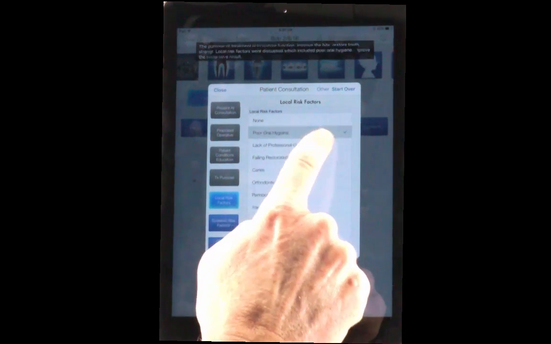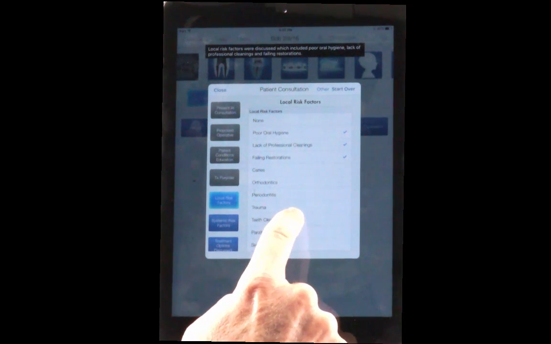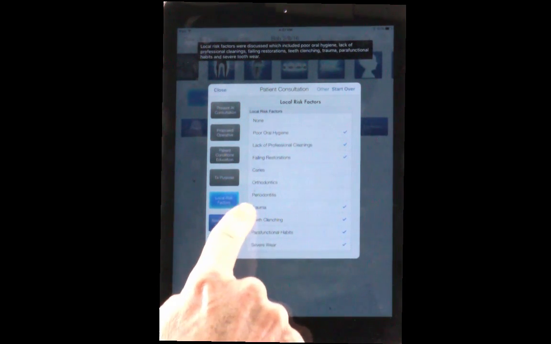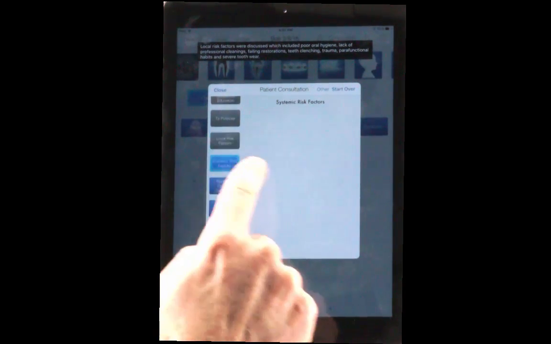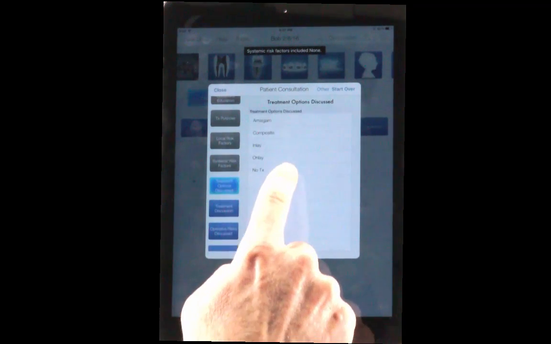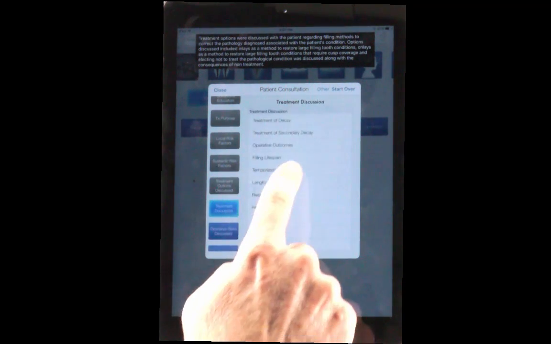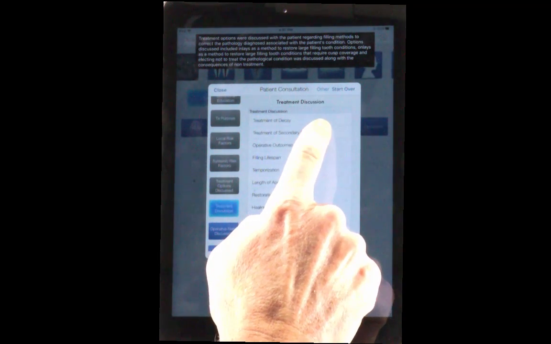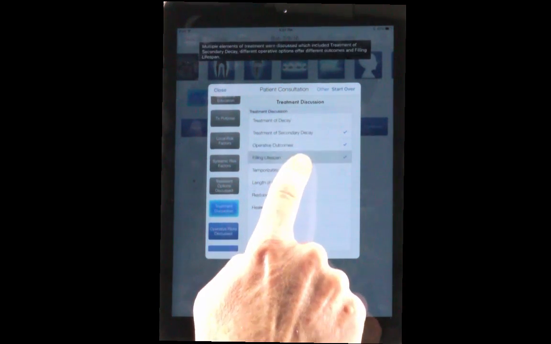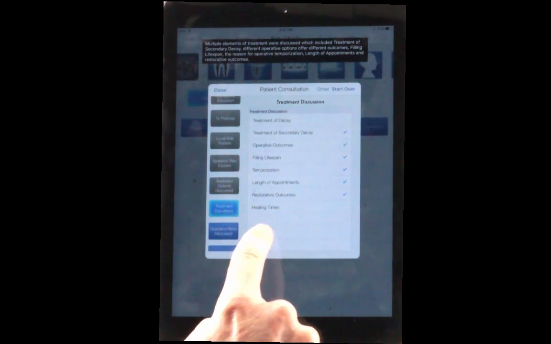So the risk factors: well, poor oral hygiene, lack of professional cleanings, failed restorations. We could have clenching, trauma, parafunctional habits of severe wear could cause that crack. Systemic reasons: really none. Treatments discussed: we talked about inlays, onlays, and no treatment. Treatment discussion: we talked about treatment of secondary decay, if there is any. Operative outcomes: lifespan of the filling, temporization, length of the appointments, restorative outcomes, healing times.